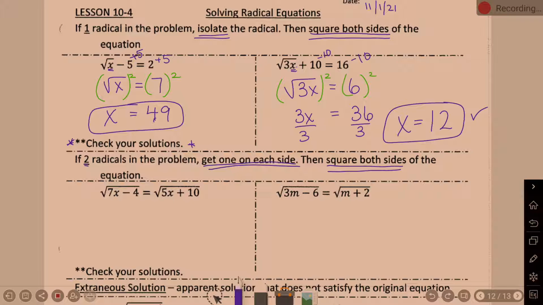As you look at this first example, notice how it's set up. Square root of 7x minus 4 equals square root of 5x plus 10. A square root on the left, square root on the right. So it says get one on each side. We have that, one on each side of the equal sign. So what am I going to do? Square both sides, meaning I'm going to take both sides and raise them to the power of 2.